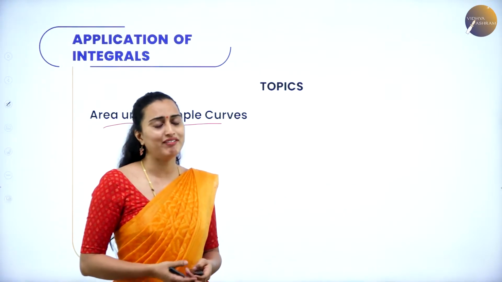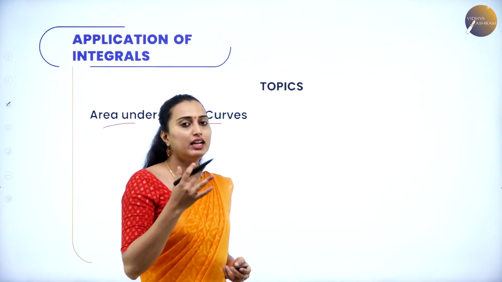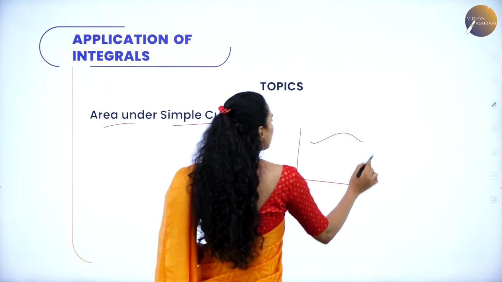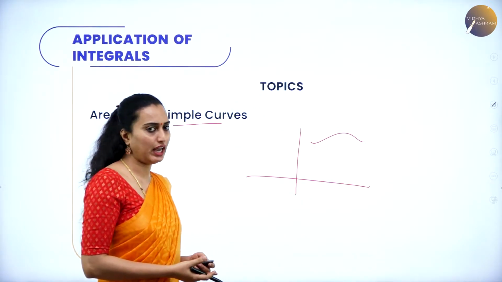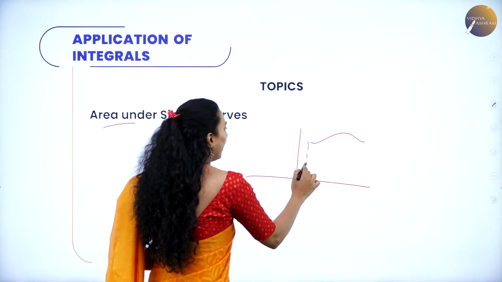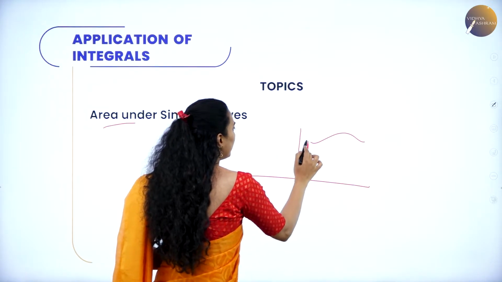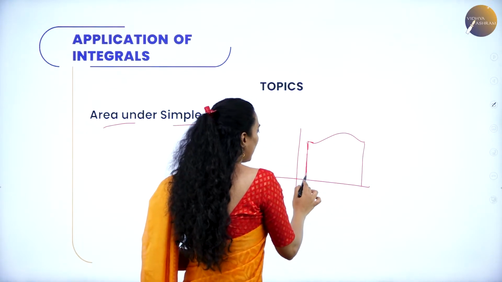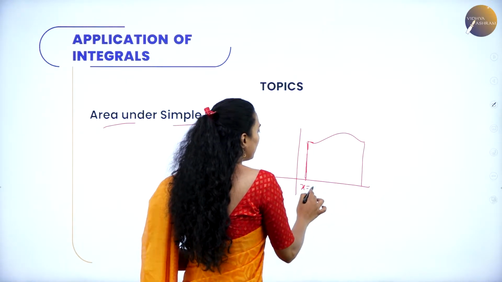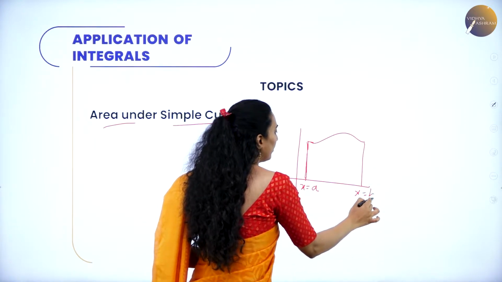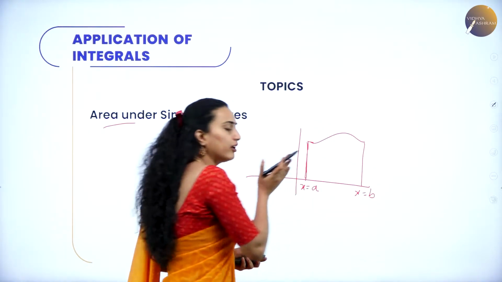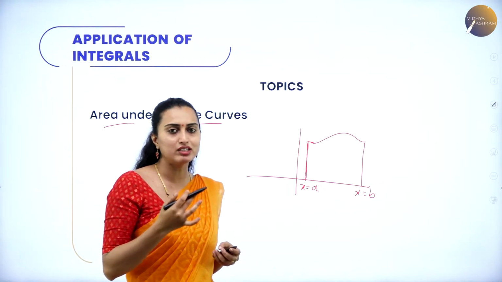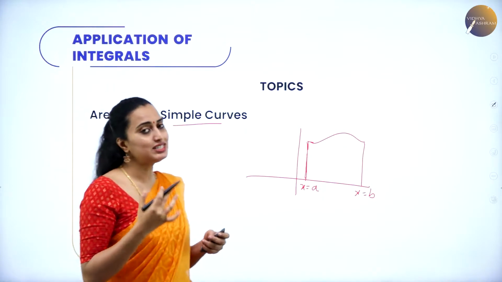Area under simple curves means, let me take the curve to be like this. So, this is a curve, and you are going to calculate the area under the curve. Let me draw a line from that curve which is perpendicular to the x-axis, and here another line. Let me name them x is equal to A and x is equal to B. This area under the curve we are going to solve, and that is known as the area under simple curves.